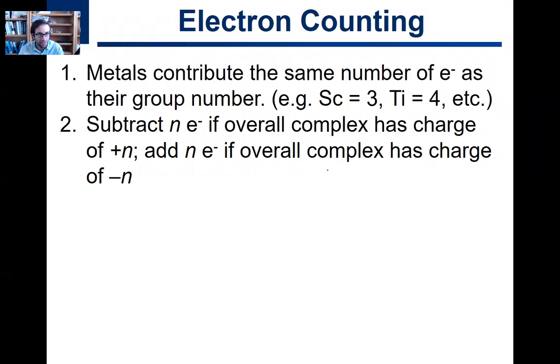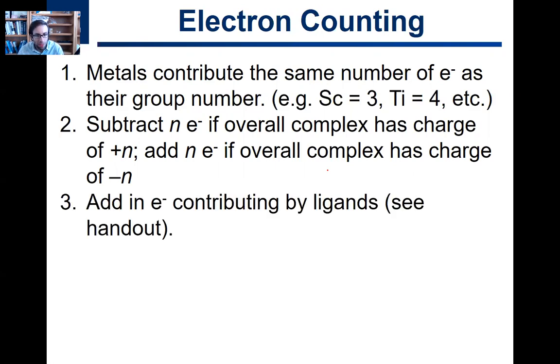Then you're going to subtract a certain number of electrons to compensate for the charge, right? So if you're a +1 charge, you're going to subtract an electron. If you're a -2 charge, you're going to add 2 electrons. And then you're going to add in electrons that are contributed by ligands. And for this, please go to the handout on Web Campus that's online. That details very clearly all the different combinations for how to tell how many electrons a ligand is going to count.